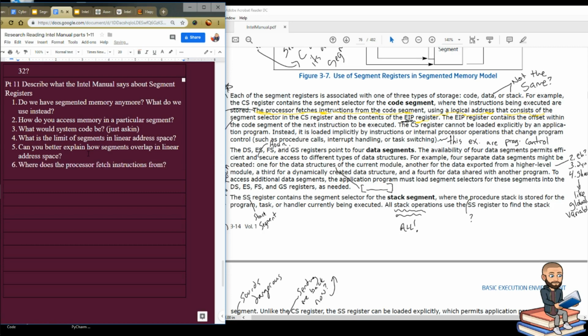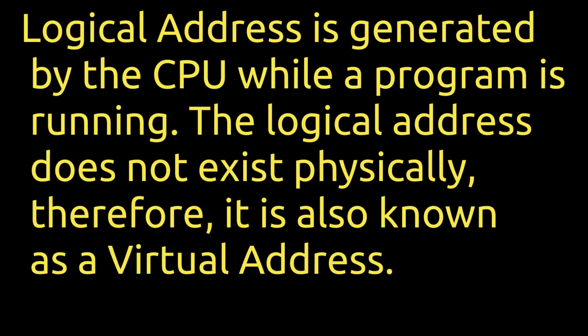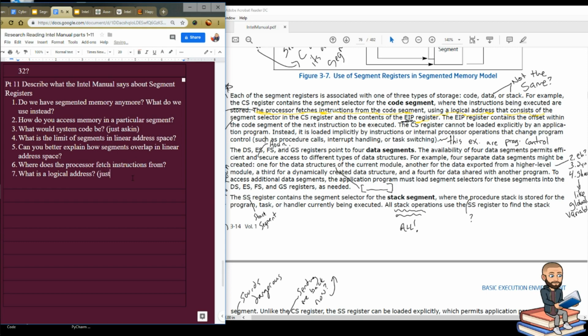So where does the processor fetch instructions from? The answer is the code segment. That is the value in the CS register. And then I'll type here, what is a logical address? Maybe I'll make that just an asking question in case I'm wrong.